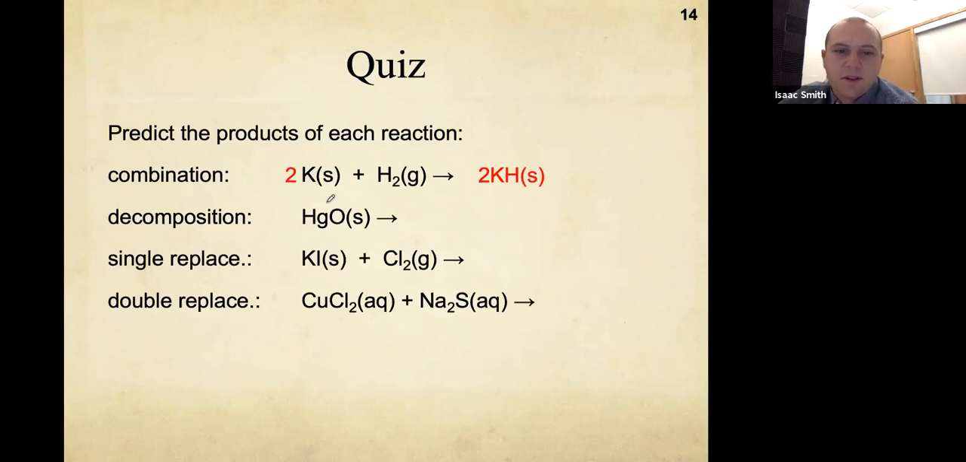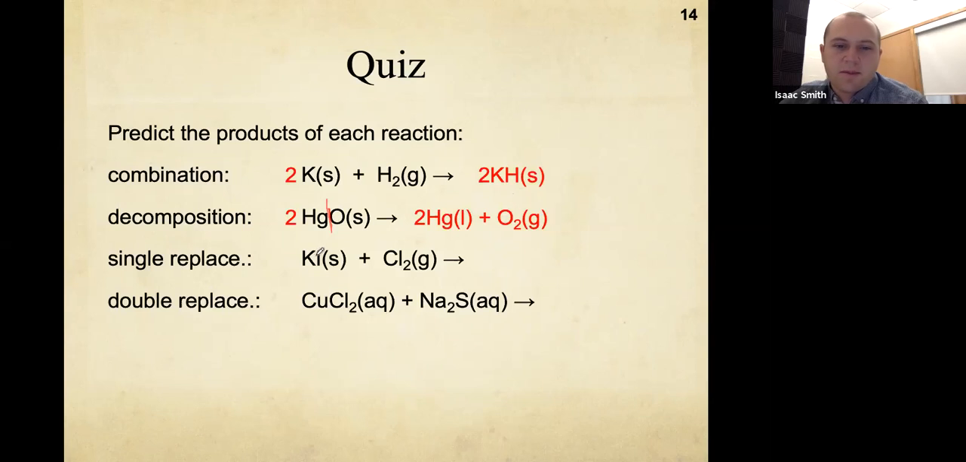Decomposition, so you have mercury, right, and oxygen. So it should split up into mercury and oxygen. And you remember that oxygen's always in the O2 form, right? You're not just going to put an O by itself. And then mercury is the one metal that's a liquid. And then oxygen, diatomic oxygen is a gas. And then you can balance the equation from there.